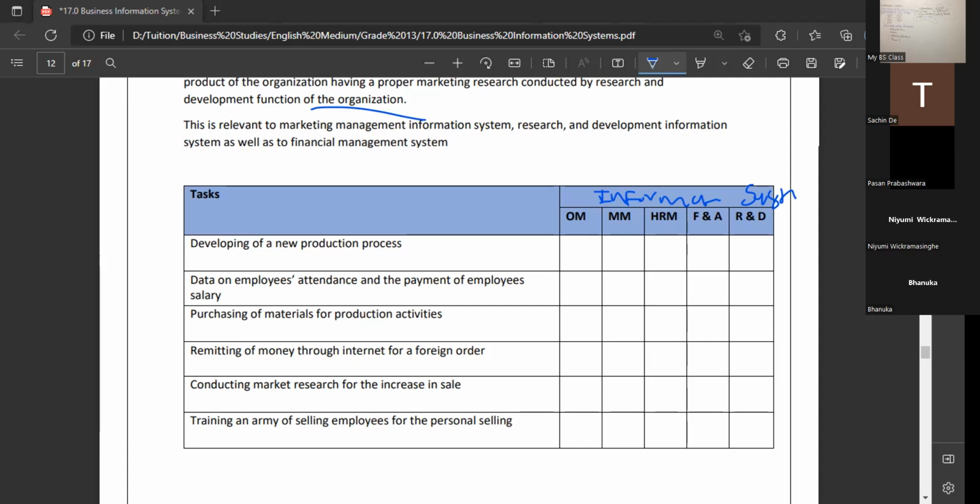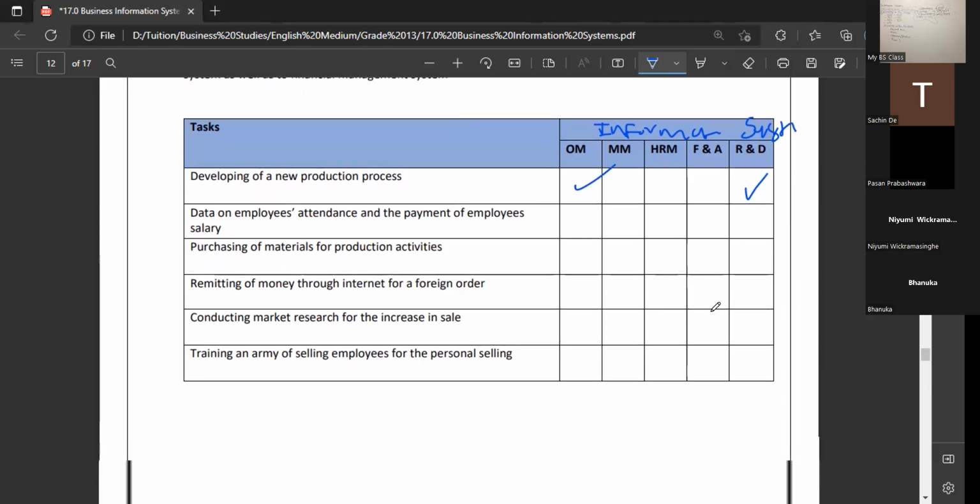Right, guys, what do you think? Developing of a new production process. Yes, so it's the production process. Obviously, I think it has to be a combination of work, right? Because R&D cannot do it alone. They need some technical advice from operations management as well. So I would say OM, which is operations management, and R&D. Those systems need to work together in order to achieve this task.